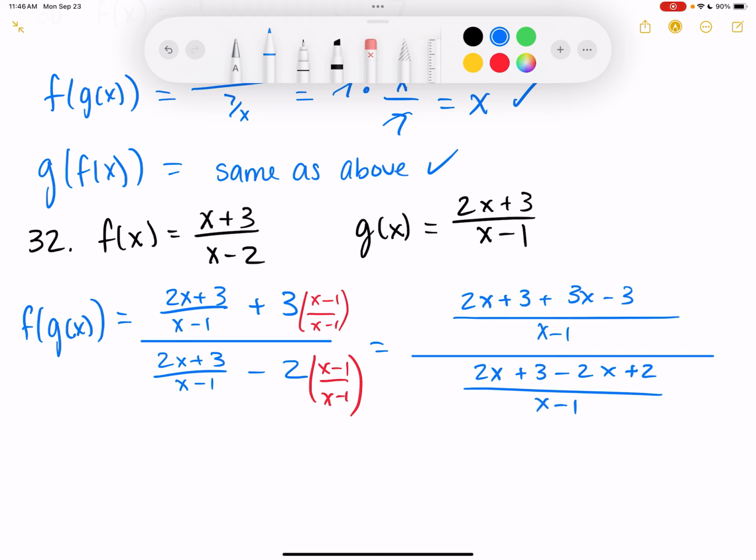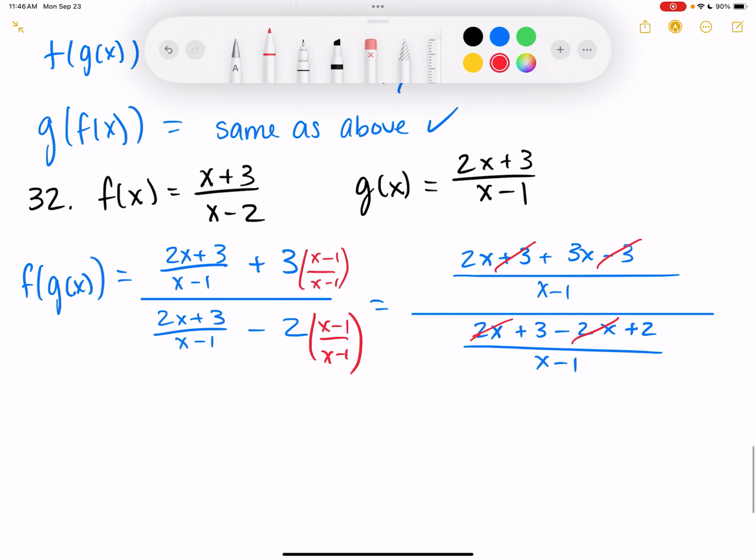For the sake of not having to rewrite everything, I'm going to go ahead and cancel out stuff that cancels. So this positive 3, negative 3 on top cancels. In the bottom fraction, the 2x and the negative 2x cancel. Divide by a fraction, I multiply by the reciprocal. So again, I'm just trying to save a step of writing. I'm going to do a lot of things in one step.